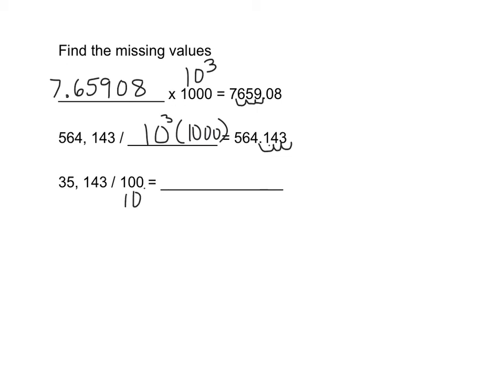100, remember, is really 10 to the second. So if my decimal point is technically after the 3, I move it back 2 spots, so this becomes 351.43.